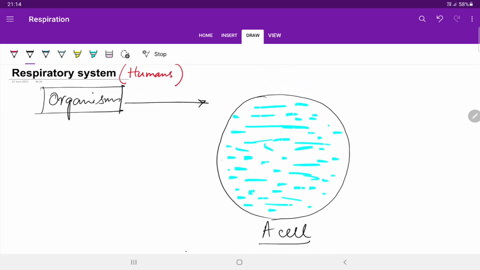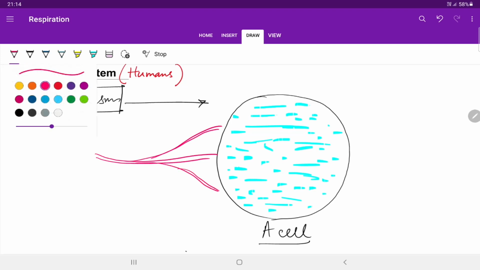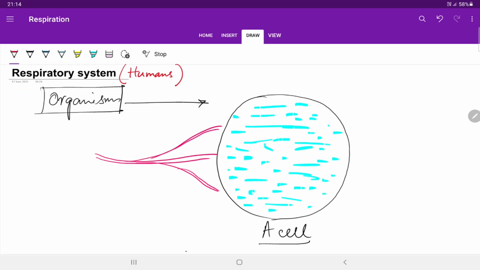A cell requires some basic raw material to carry out the process of respiration, and that raw material is supplied to it through the blood stream. That raw material is glucose. Glucose enters into the cell through the blood stream and goes into the cytoplasm.